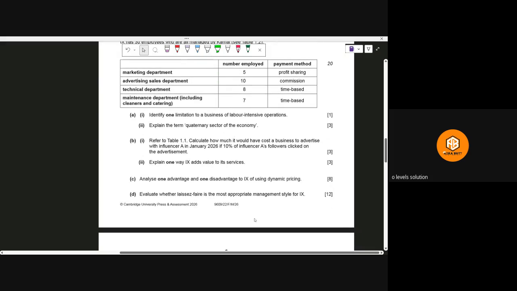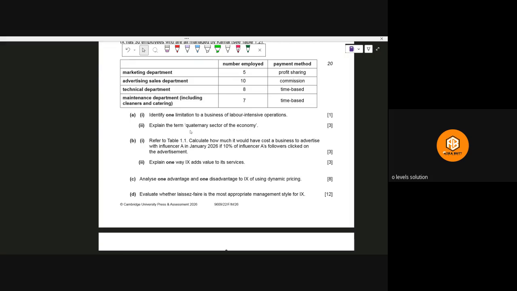Okay, so first of all, as we know how we can write this answer, we simply need to identify one limitation, and it is a higher labor cost. And then we have to explain the term quaternary sector. So first of all, we need to write a definition, and then we need to add one application from the case, which should prove how this quaternary sector links with the case study.